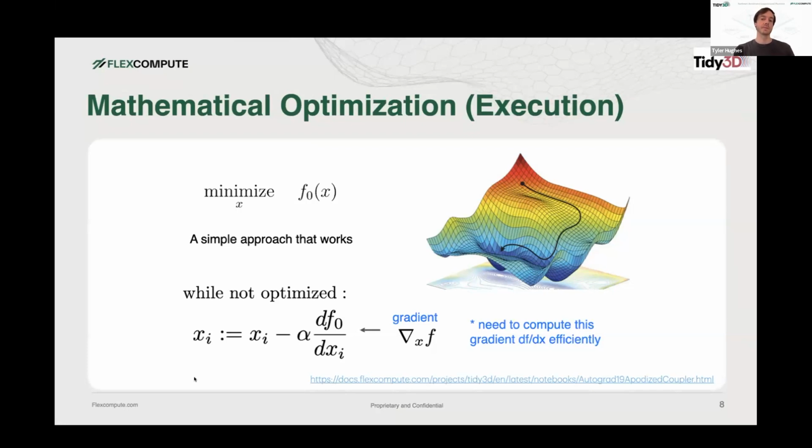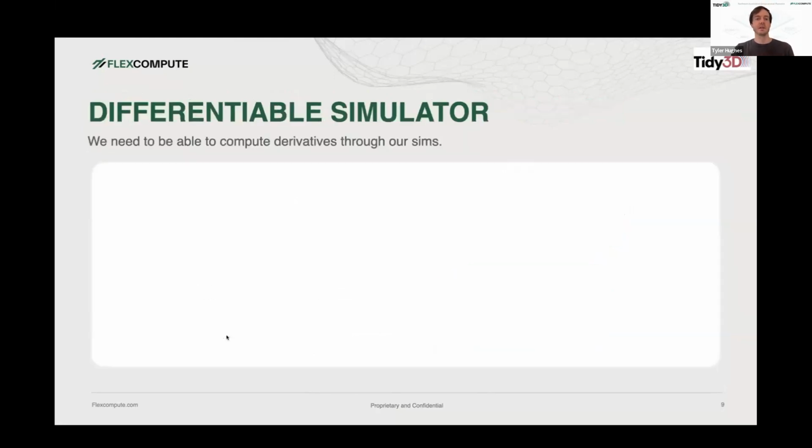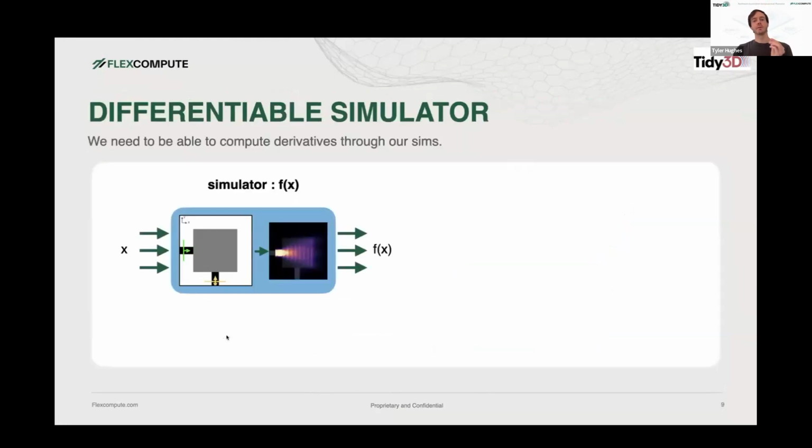So this is called gradient descent, and this is actually the same way that machine learning models are trained, and it's the same way that inverse design is typically done. One important note, which will be very important later, is that to do this, you need to be able to compute the gradient, and not only compute it, but compute it efficiently. So we'll be spending a bit of time on that. Right, so we need the gradients.